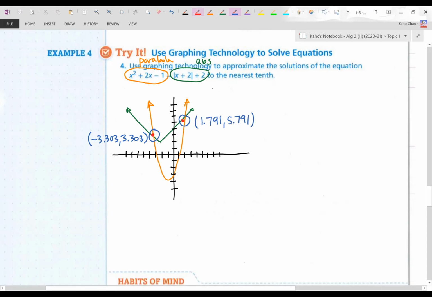All right, and we only need the x values, of course. And there they are. Oh, they want us to round to the nearest tenth. Much better. X equals negative 3.3 and 1.8. And there it is. I think that's plenty of examples for the day.